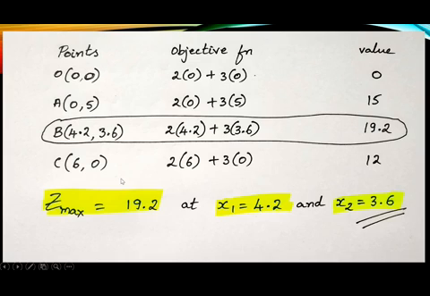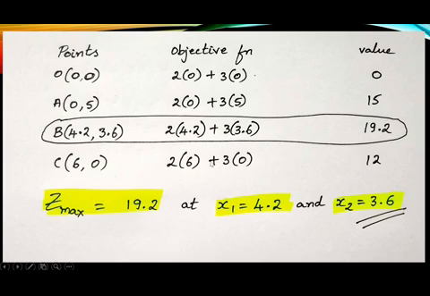Consider the last point C. 6, 0. x1 is equal to 6. x2 is equal to 0. So 2 into 6 plus 3 into 0. 2 into 6 is 12. 3 into 0 is 0. 12 plus 0 is 12.